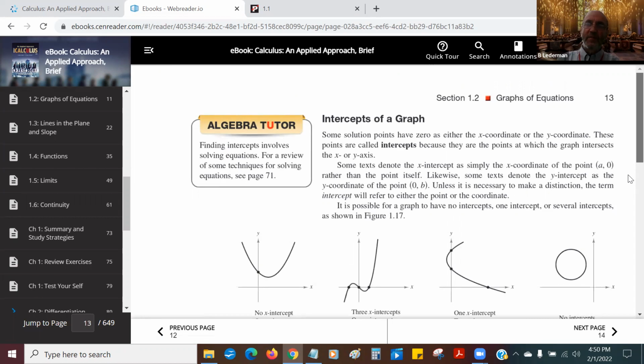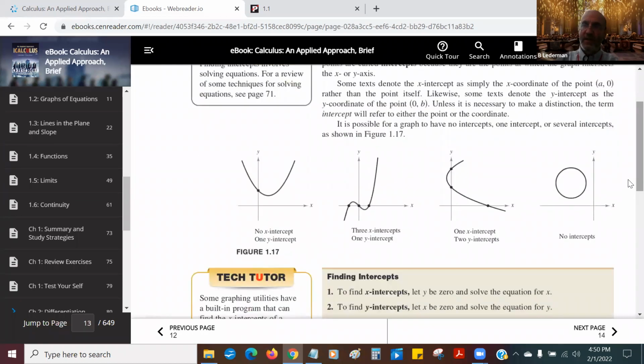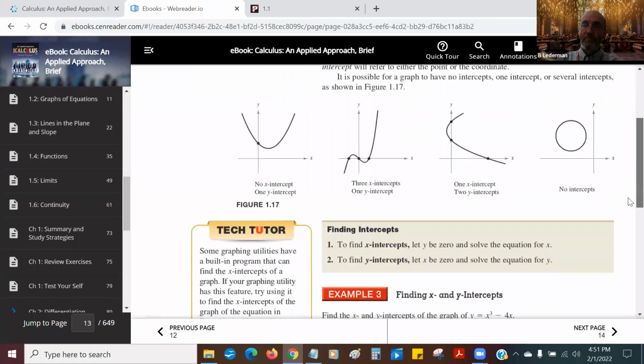Now, the intercept means you want to know where the graph hits the axis. This is the x-axis and/or the y-axis. So this graph over here hits the y-axis, never hits the x-axis. This hits the x-axis 3 times, hits the y-axis once. This hits the y-axis twice and the x-axis just once. And this doesn't hit any of the x-axes, I don't know how you pronounce that.